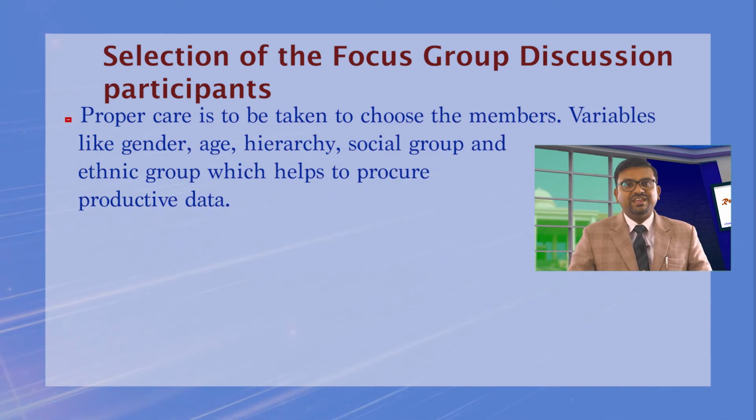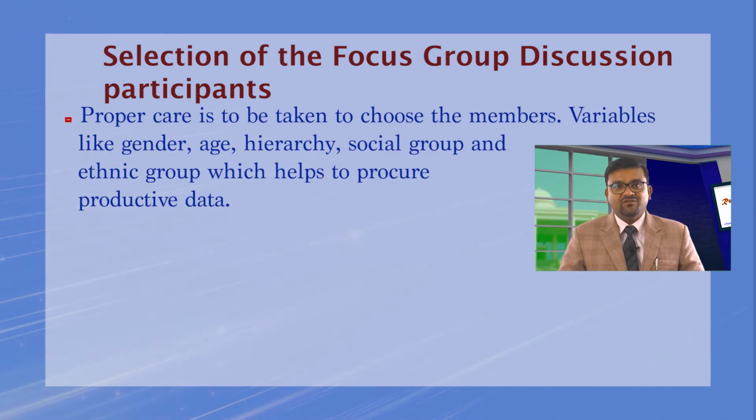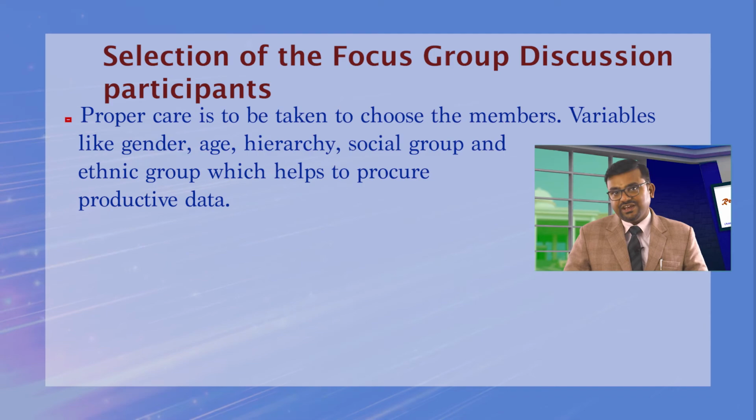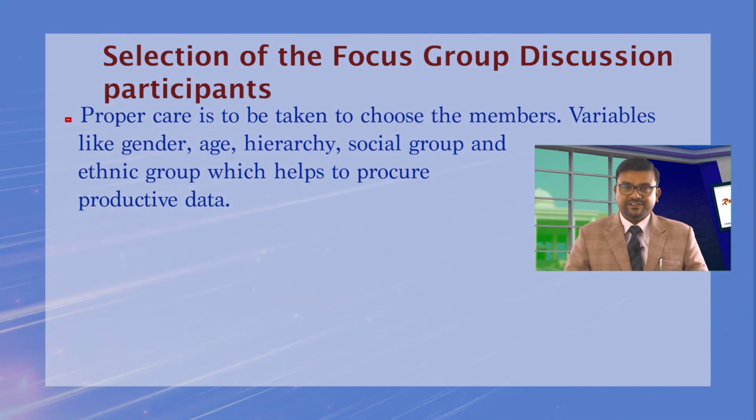After deciding the composition of groups, you can form sizable subgroups whose members feel comfortable sharing their feelings and opinions. Focus groups are homogeneous participant groups of 8 to 10 people on average, to avoid making it a crowd and to give individual attention too. Proper care is to be taken to choose the members, with variables like gender, age, hierarchy, social group, and ethnic group, which help to produce productive data.